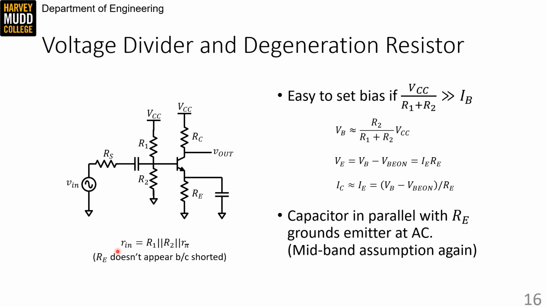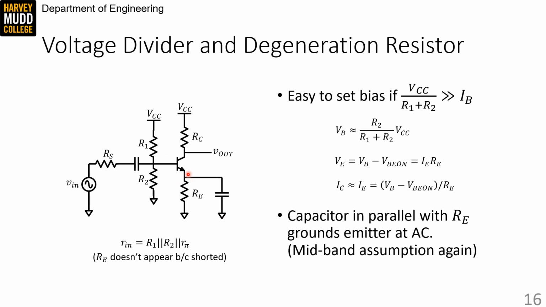The input resistance for this circuit is given by R1 and R2 in parallel with R pi, because all three of them are connected from the base to ground during our small signal analysis. R2 is just connected from the base to ground all the time. R1 is connected from the base to VCC, and VCC is shorted in small signal analysis. And R pi is connected from the base to the emitter, but the emitter is shorted to ground in small signal analysis because of the midband assumption.